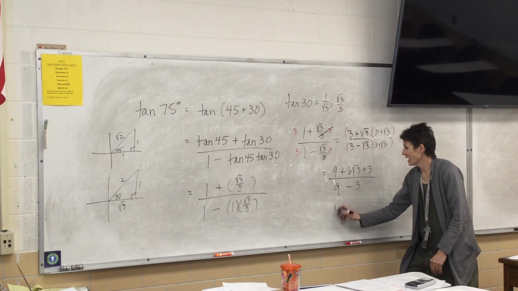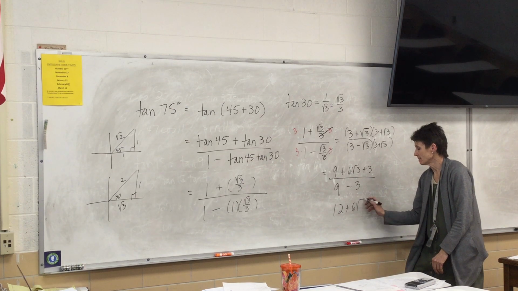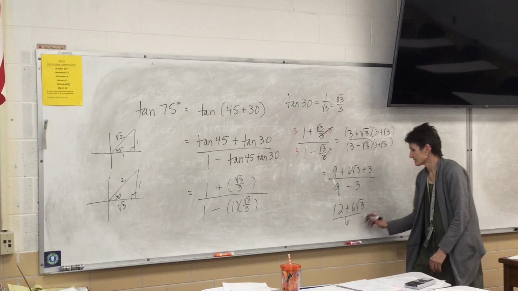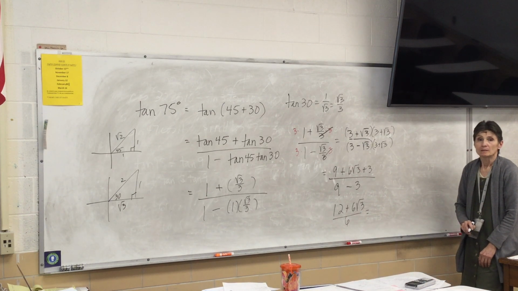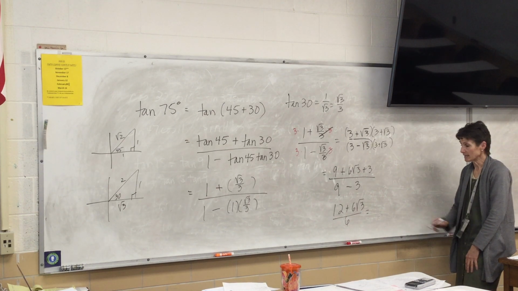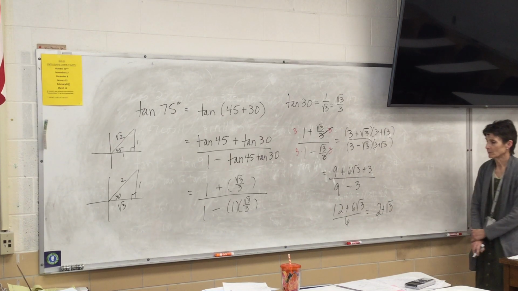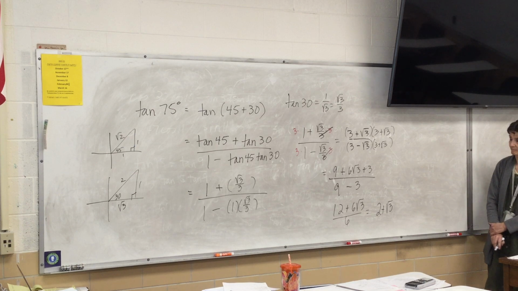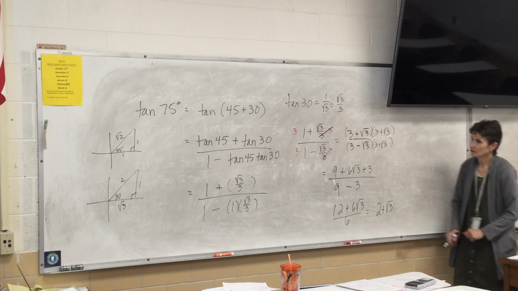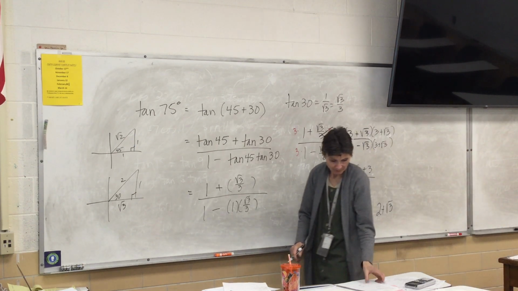So I've got 12 plus 6 root 3 over 6, which everything there is divisible by 6. So my final answer is 2 plus root 3. Good. Let's do another one like that.